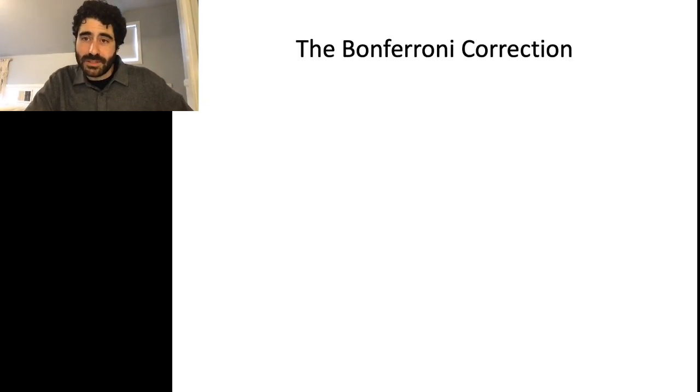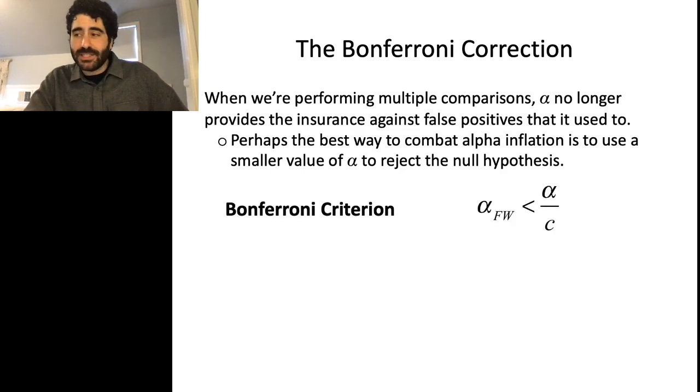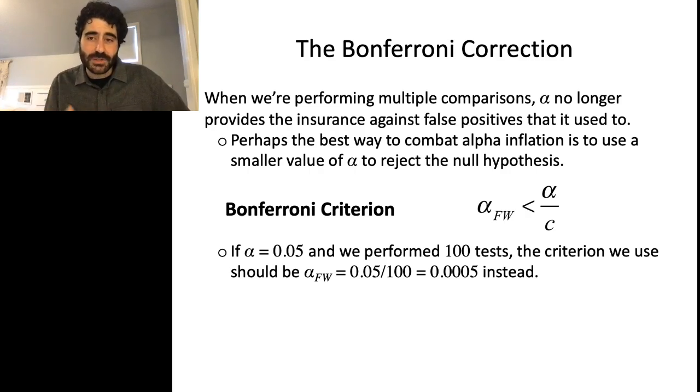The simplest thing we could do is called the Bonferroni correction. What we do is we take the number of tests, C, and we just divide our threshold alpha by that number. So if alpha is 0.05, for example, and we are performing 100 hypotheses, then we're only going to say that one of those hypotheses is significant if it passes this very restrictive threshold of 0.0005. We need to get a p-value below 0.0005.